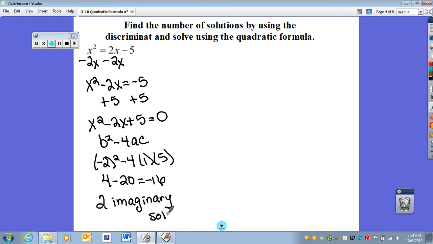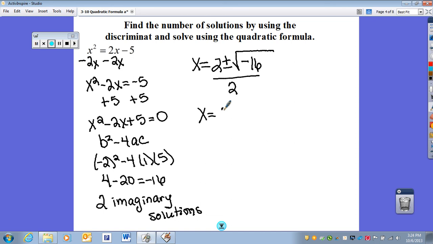So let's finish by finding those solutions using the entire quadratic formula. So we have x equals negative b. Negative b means the opposite of b, which would be a positive 2, plus or minus the square root of b squared minus 4ac, which is going to be negative 16, all over 2 times a, which is 2. So we have x equals 2 plus or minus, recalling that this is actually going to be negative 1 times 16. The square root of 16 is 4, and the square root of negative 1 is i, all over 2.